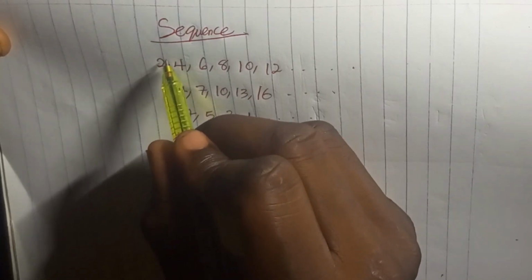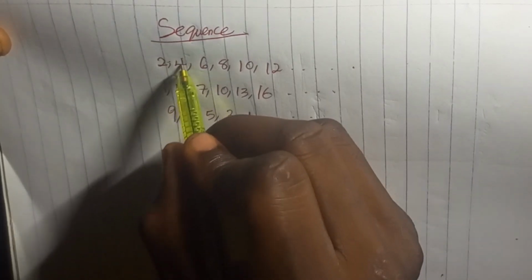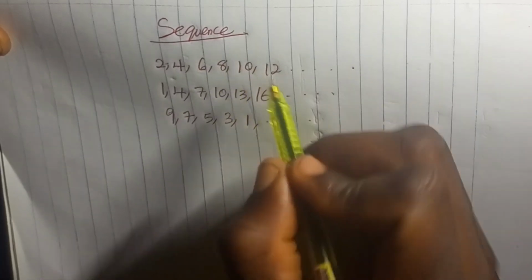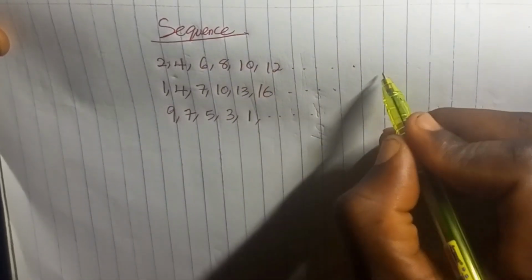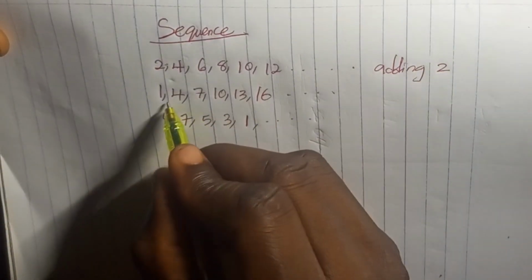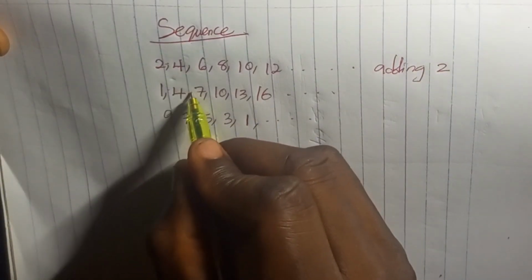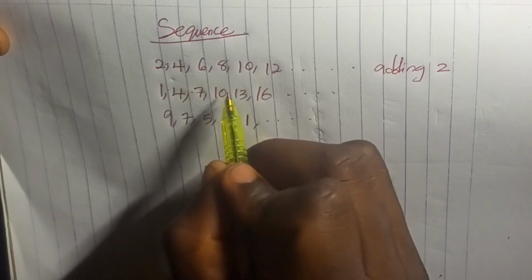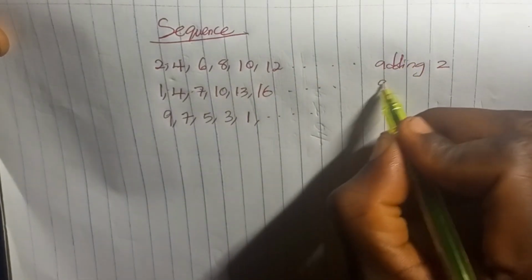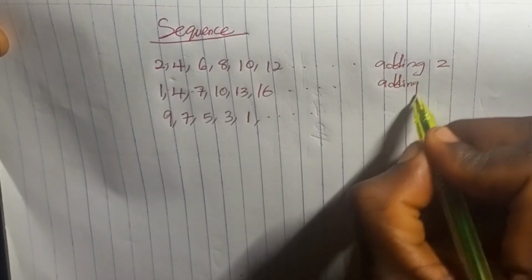2 plus 2 is 4. 4 plus 2 is 6. 6 plus 2 is 8. 8 plus 2 is 10. 10 plus 2 is 12. So what did I do here? I was adding 2, right? Very good. Take a look at this one. 1 plus 3 is 4. 4 plus 3 is 7. 7 plus 3 is 10. 10 plus 3 is 13. 13 plus 3 is 16. What did I do here? I was adding 3.